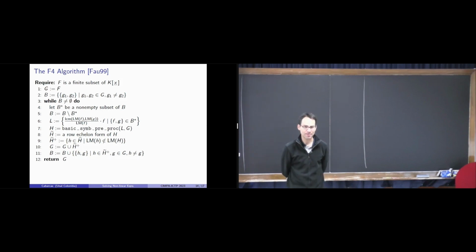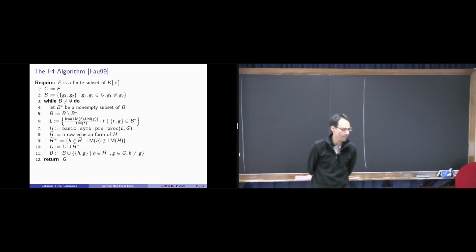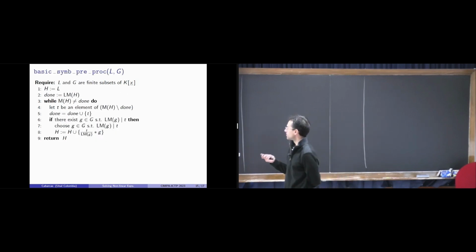That's the F4 algorithm. Let's look at the symbolic preprocessing in detail. So this is the symbolic preprocessing. We get L, some polynomials in L, and the current basis G. We initialize H with every element in L, and then we define this variable done, which includes the leading monomials of H. So we're claiming that the leading monomials of H are done. We're done with those. We already have those.